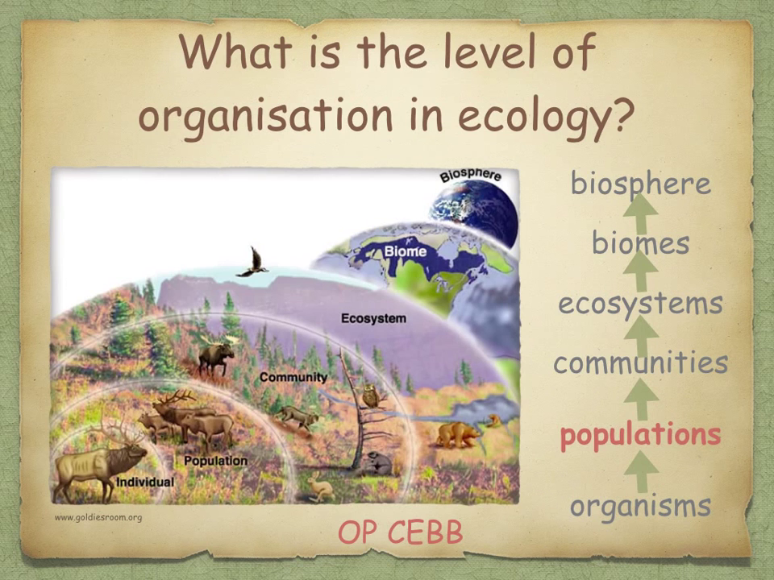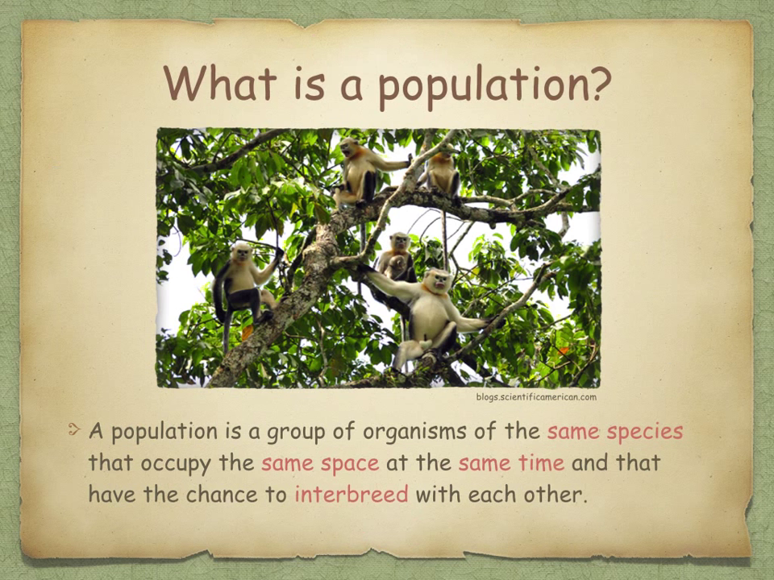Okay, let's define population. A population is a group of organisms of the same species that occupy the same space at the same time and that have the chance to interbreed with each other. So keywords to remember: same species, same space, same time, and can interbreed. So in a rainforest, you've got a population of monkeys. They're all of the same species, occupying the same space at the same time, and they're able to interbreed with each other.